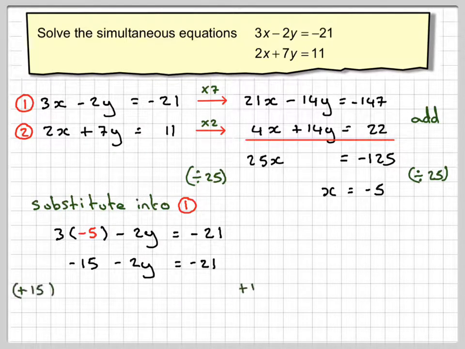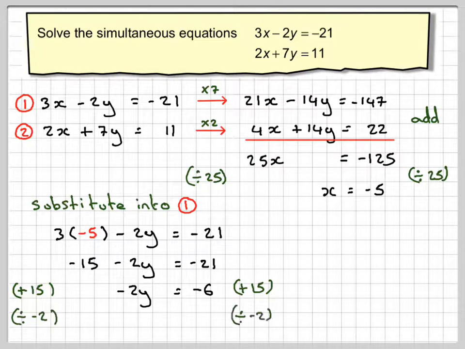Adding 15 to both sides, which is going to give me on this side minus 2y. Don't forget that minus sign is still there. And then minus 21 plus 15 is going to give me minus 6. In order to find y, we're going to divide by minus 2. So we're going to get that y is minus 6 divided by minus 2, which is 3.